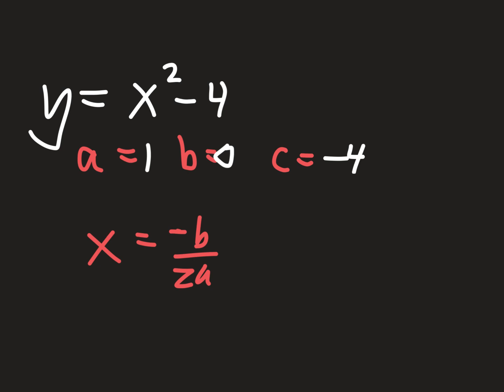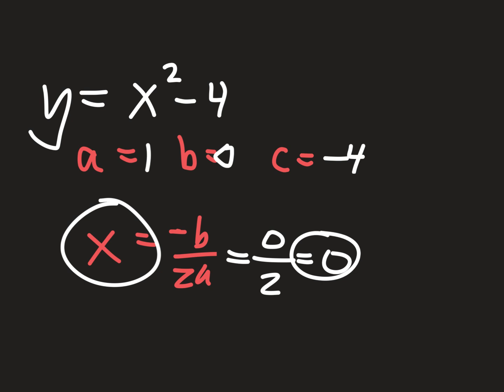Dice of Destiny. Who should I call on this one? Row 5, person 1. Zola, that's you. What's -b? Yeah, it's -0, which is just 0, over 2a, which is 2. And what's that equal to? 0. But don't forget the beginning. X equals 0. And that is the axis of symmetry.